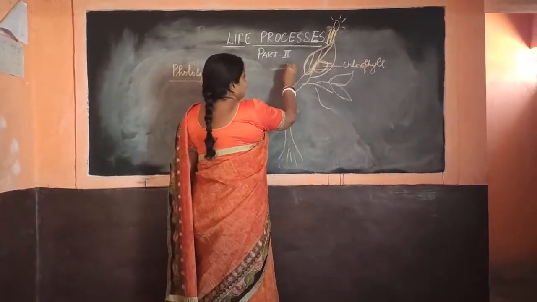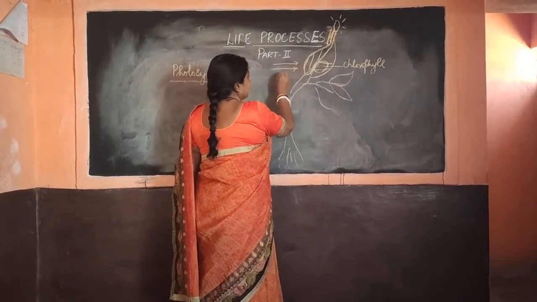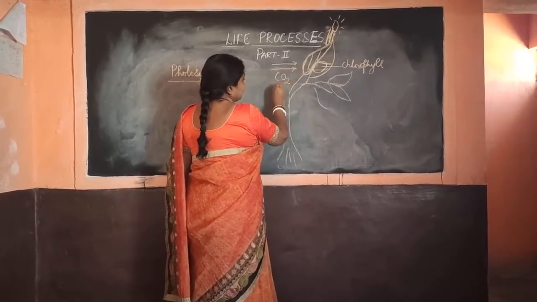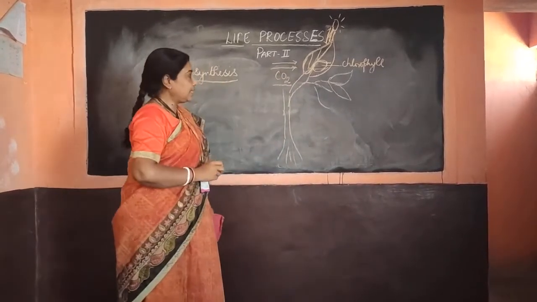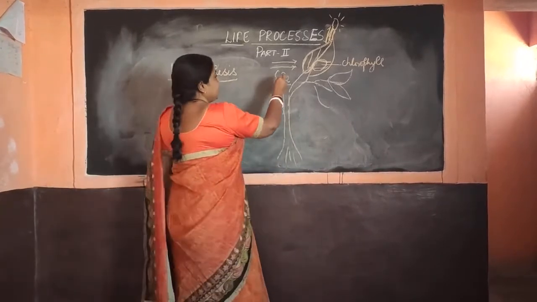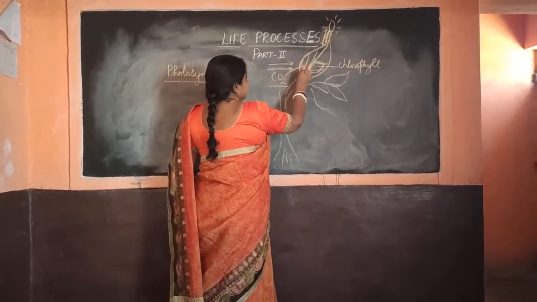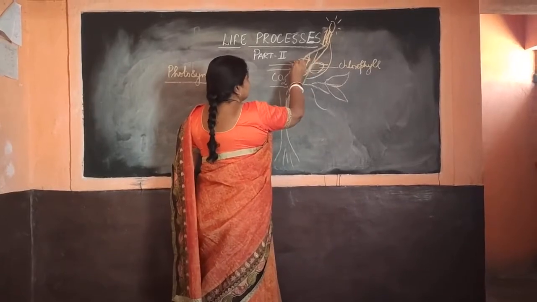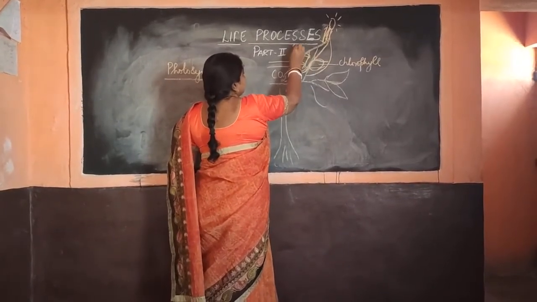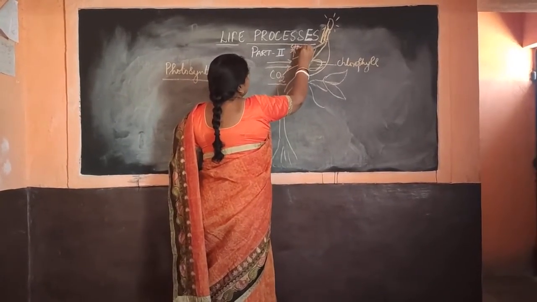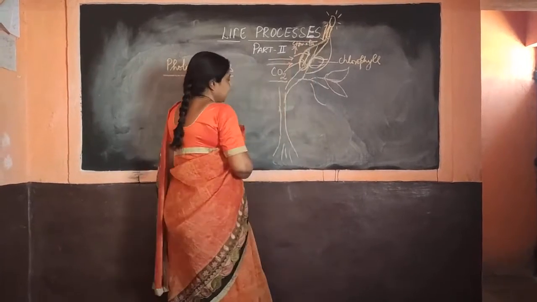Now you have the atmosphere. In the atmosphere, what is present? Carbon dioxide. This carbon dioxide will be taken inside the leaves by means of what? By means of stomata.